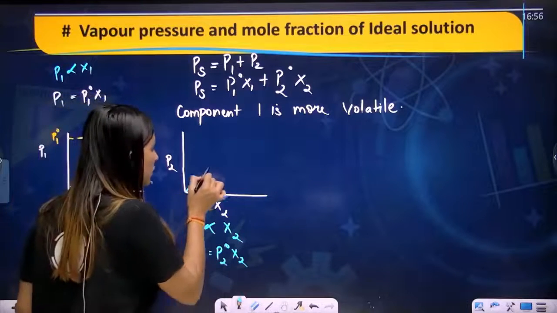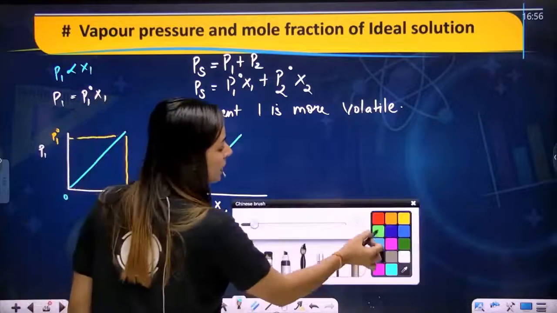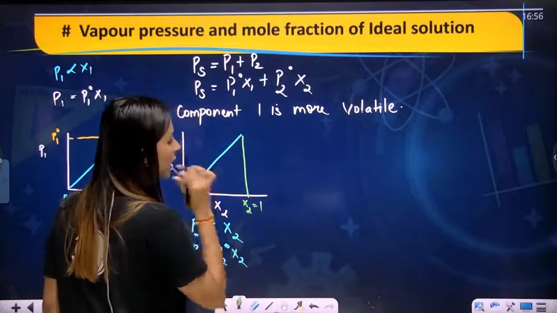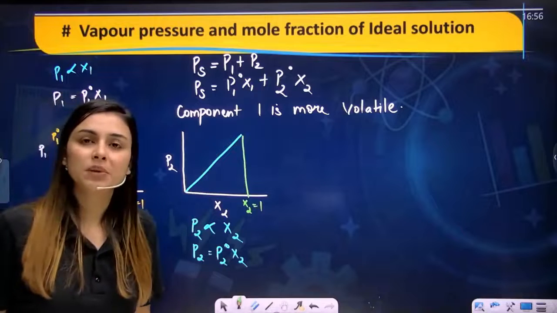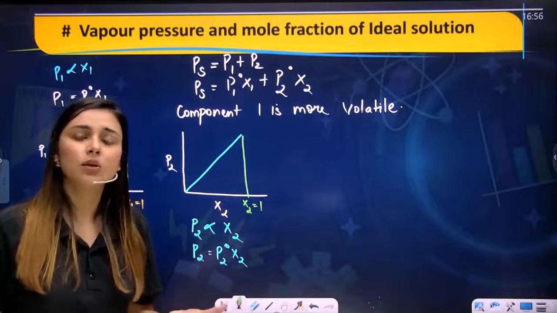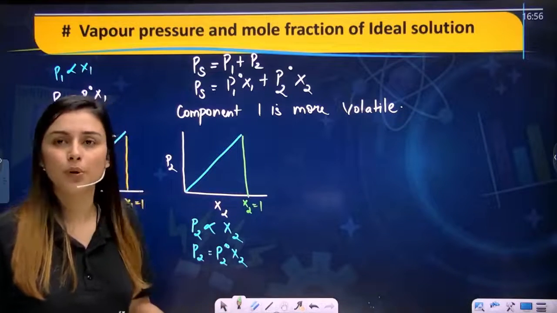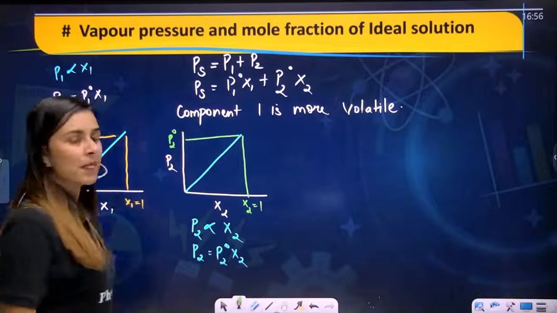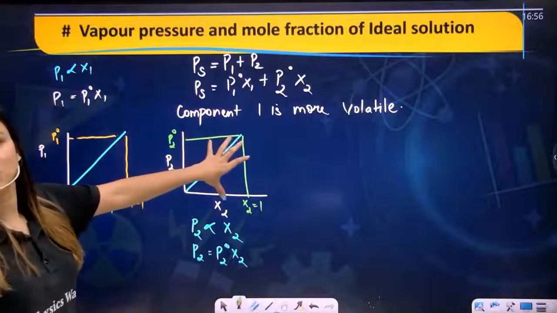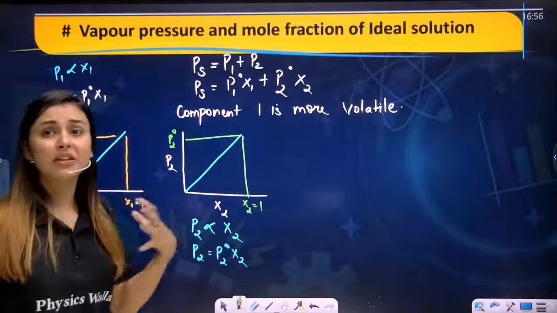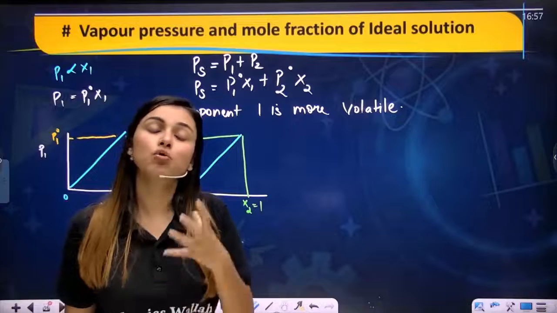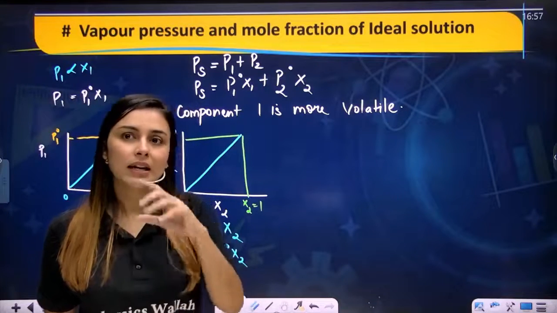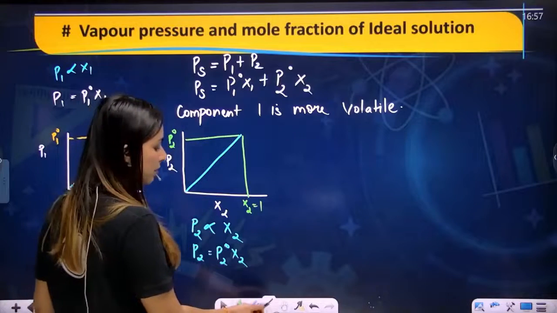So the plot will be something like this. There will be a point when x2 will be equal to 1. If x2 is equal to 1, this means that the whole of the component is only the second component, that means pure component. So the corresponding vapor pressure will be P2 naught, right? You have understood this part. If I ask you to plot a graph for both of them together, how can you plot that? Let's plot that graph now, my dear students.